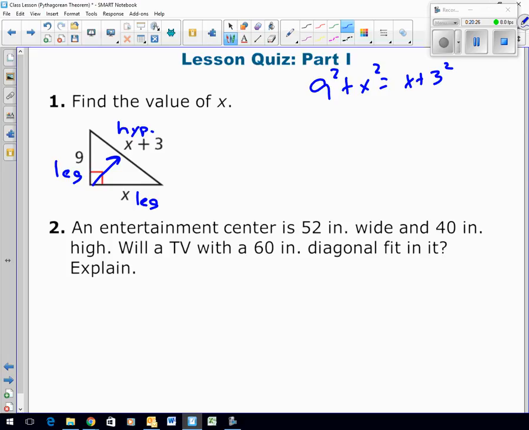Let's simplify what we can. 9 squared would be what? 81. Plus x squared equals... ooh, no. What do I do now? How do I square this?